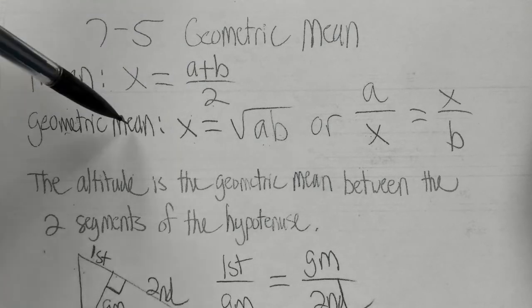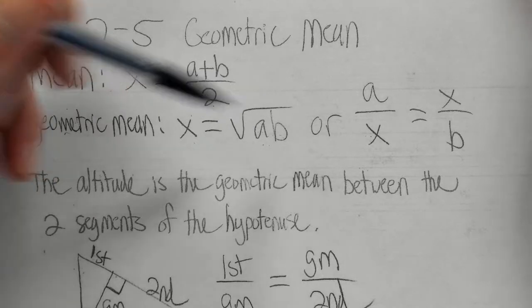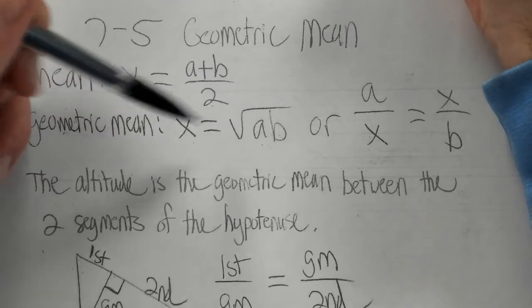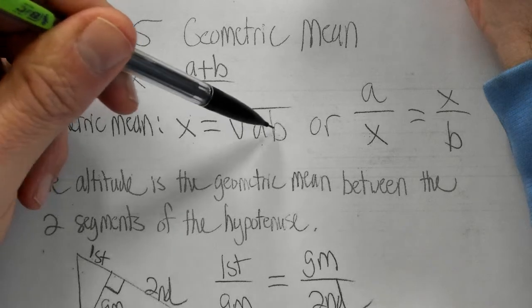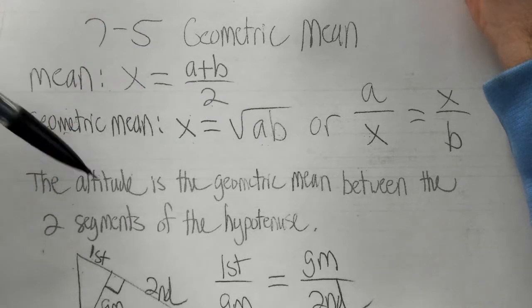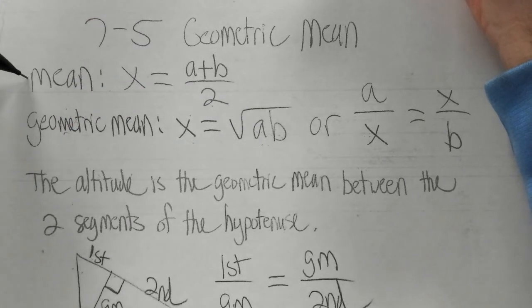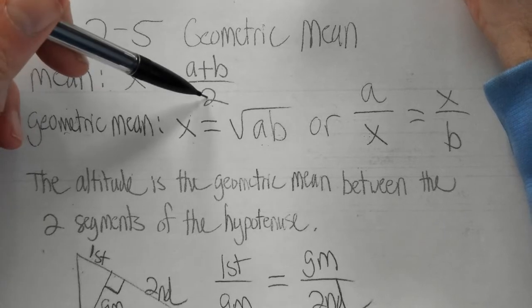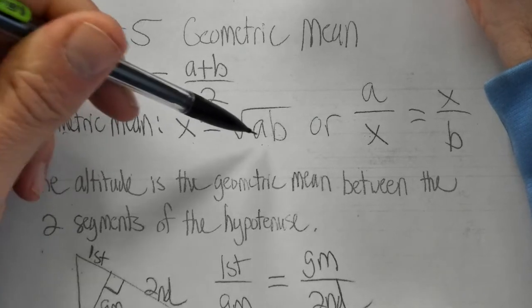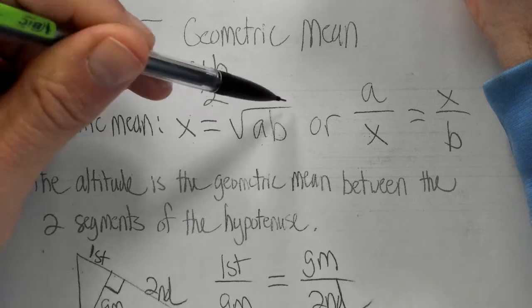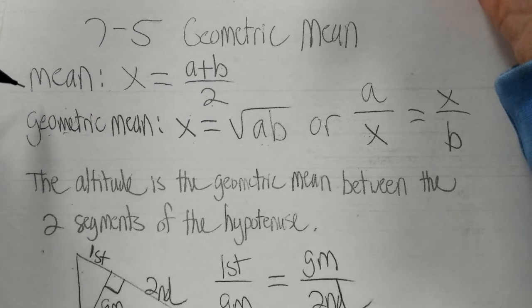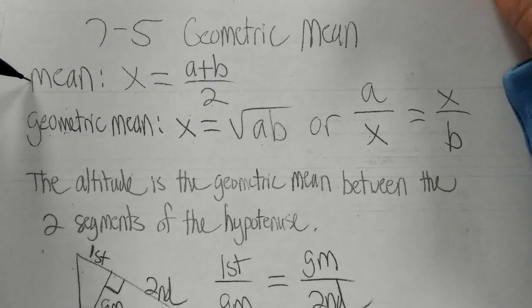However, geometric mean of two numbers is a little bit different. To get the geometric mean of two numbers, you multiply them together and then take the square root of the product. So like I say, for regular mean, add them together, divide by 2. For geometric mean, multiply them together and take the square root. So that's how geometric mean is different from regular mean.